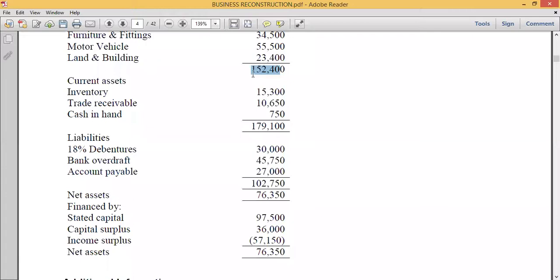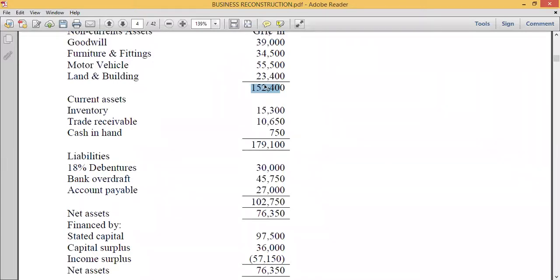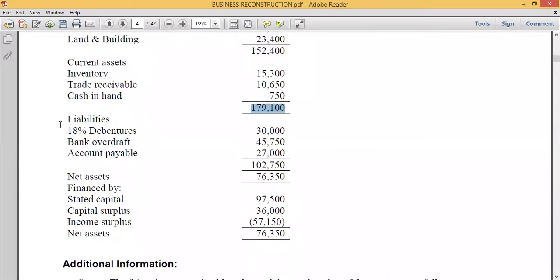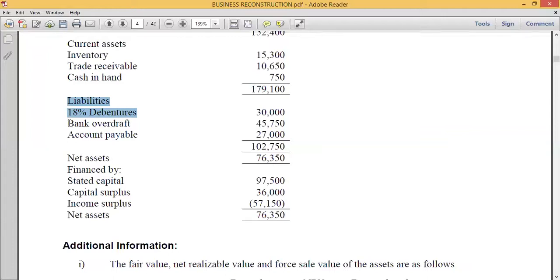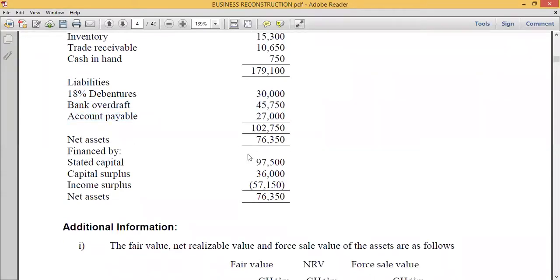Now look how they did. They added the non-current asset, plus the current one, which gives us total assets. And then they list all liabilities, not only current liabilities. The 18% debenture, they had 30,000 here, and then accounts payable. Two of them are current. You put them together, and this is what you call net asset.